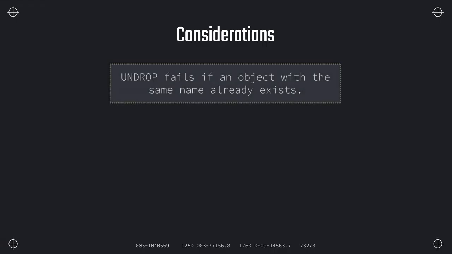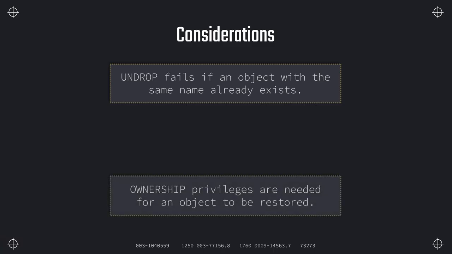considerations. So if we want to undrop an object that already exists, so for example, we drop a table called customer and then we create a new table that's also called customer, then we cannot undrop this table called customer because currently it already exists. So a simple solution would be to just rename our current object. And then lastly, if we want to undrop objects, we need to also have ownership privileges. So this is something that needs to be in place.